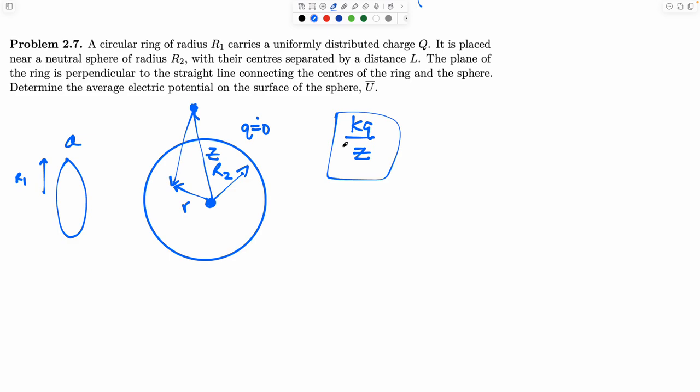Okay? And then after you come to that realization, the problem becomes trivial because every point on the ring is equidistant from the center of the sphere. So you can simply sum up all the components, model this as many dqs, and then you just sum up. Each dq increases the average potential by some amount k dq over z, where z you need to find using Pythagoras theorem. Okay, so this is the first method.